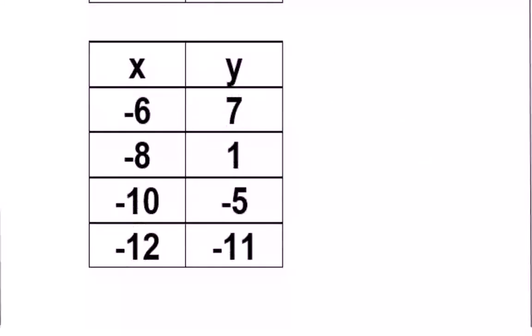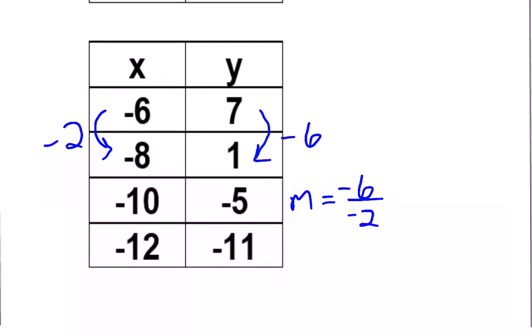In the last table, how do you go from -6 to -8? We go down by 2. How do you go from 7 to 1? We go down by 6. Slope is change in y, which is -6, over change in x, which is -2. -6 divided by -2 is +3.